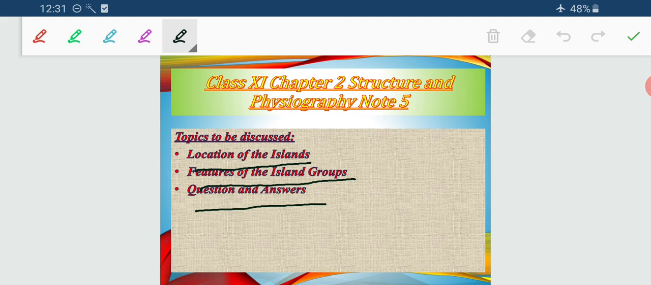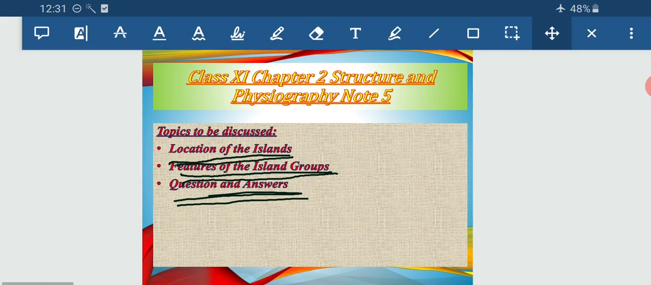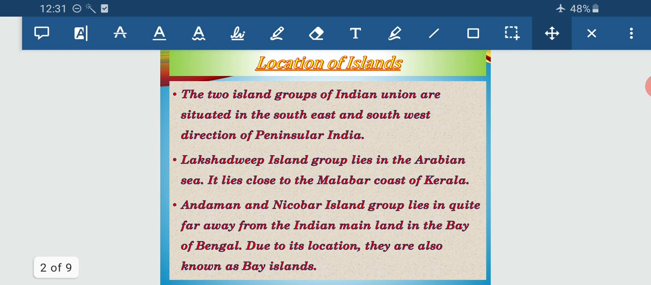This is my fifth and the last class of your chapter number 2, Structure and Physiography of your book, India Physical Environment. Now the topics that I am going to discuss today: number 1, the last physiographic division, that is the location of the islands; number 2, features of the island groups; and number 3, the question answer session. Now, the first, location of the islands.